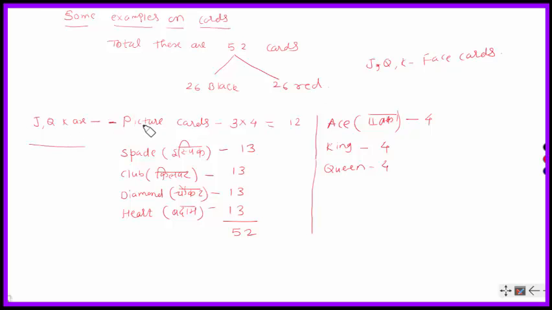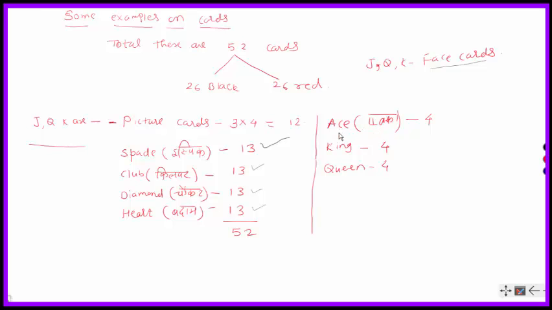And there are 12 picture cards, that is Jack, Queen and King, which are called the picture cards. There are 4 suits: spade, with 13 spade cards; club, with 13 club cards; diamond, with 13 diamond cards; and heart, with 13 heart cards. So there are 12 picture cards, that is J, Q, K. JQK are also called face cards.